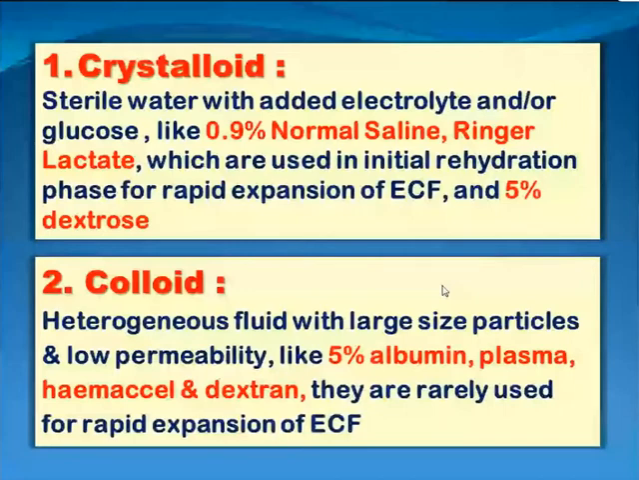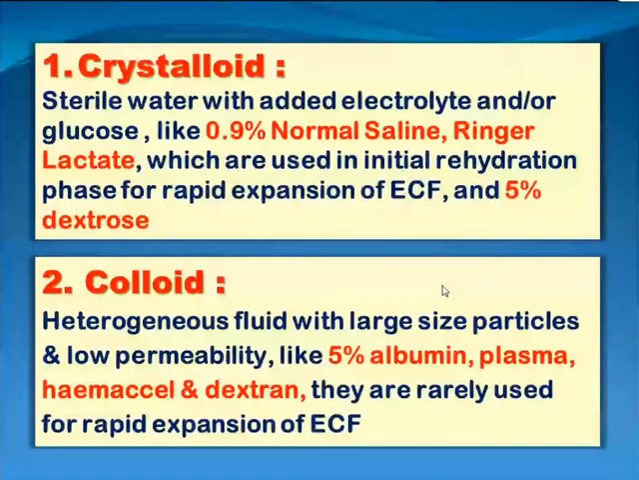The other category, as I said, is the colloid. Here it is different in concentration and composition from the crystalloid. It is a heterogeneous fluid with large size particles, or what I say, a high molecular weight. And this has low permeability, so it cannot pass through the semi-permeable membrane from the intravascular or the extracellular to the intracellular. Of course, this will make a rapid expansion of the extracellular fluid compartment because it will stay in this compartment. The common examples for this are the plasma and the 5% albumin, even 20% or 25% albumin.